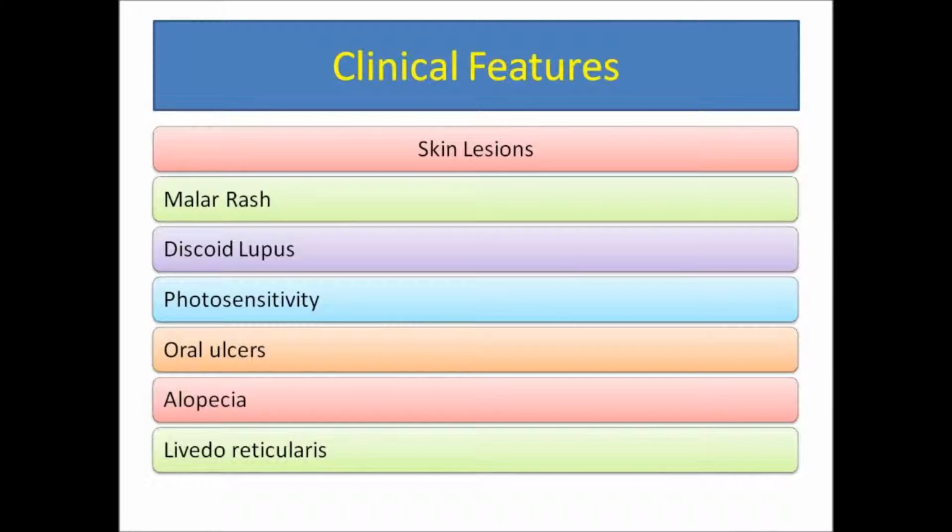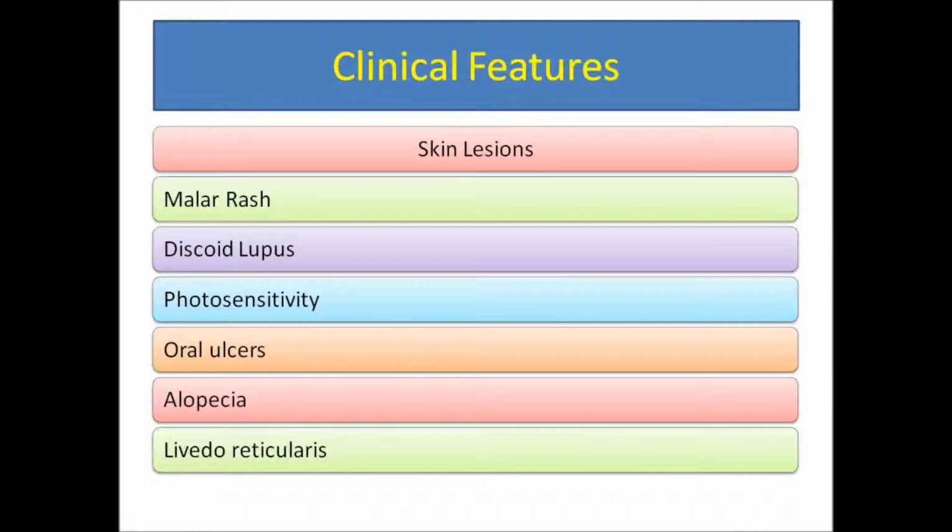We have malar rash. Malar rash is actually a rash over the cheeks that spares the nasolabial folds. This is a characteristic feature that gives the rash the shape of a butterfly, an area of redness over the cheeks that spares the nasolabial folds, which is characteristic of SLE. Okay, this malar rash is painful and itchy and increases with sun exposure.